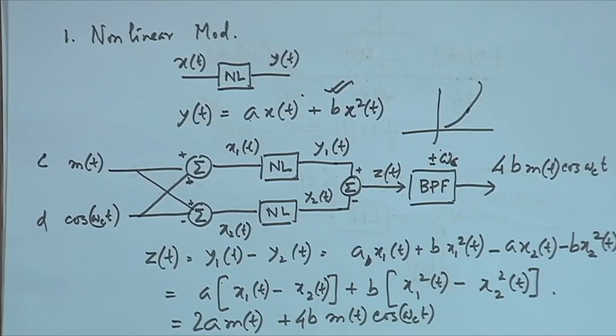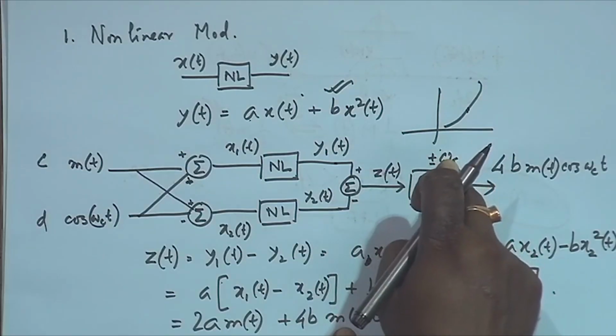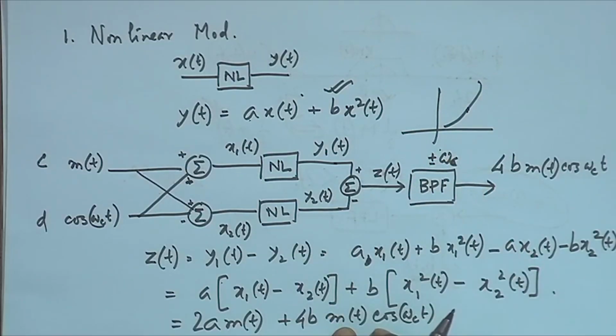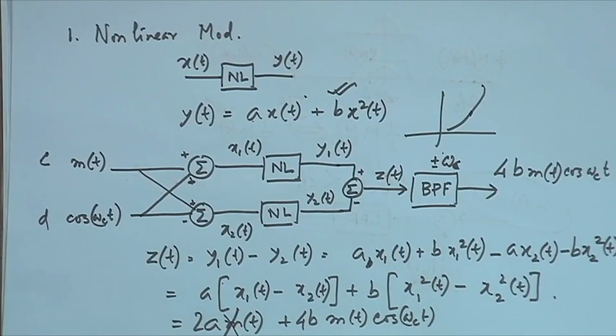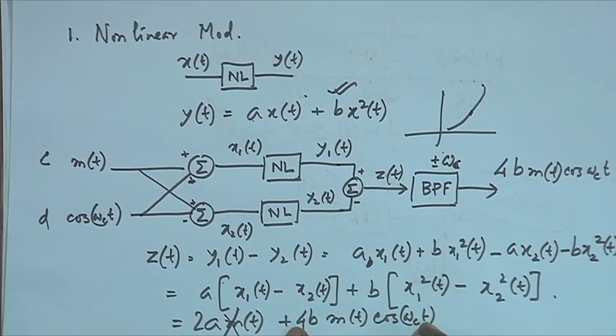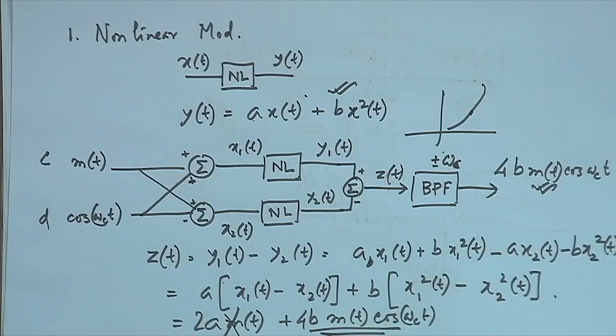Now the frequency domain comes into the picture. If I take m(t) into the frequency domain, that should be M(f), and m(t) cos ω_c t gives M(f + f_c) and M(f − f_c). If I put my band pass filter around f_c, then this term will pass through and the other term will not go through. So at the end only this term will survive, which is this.